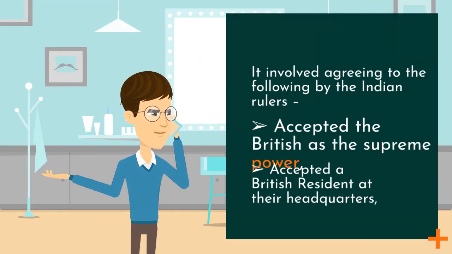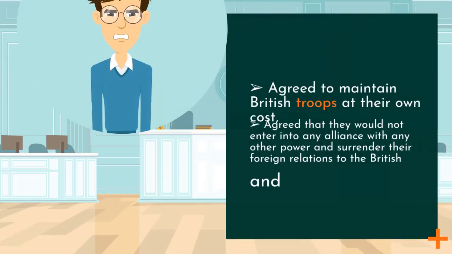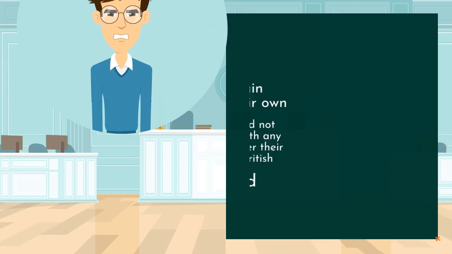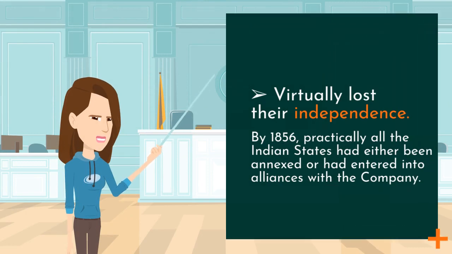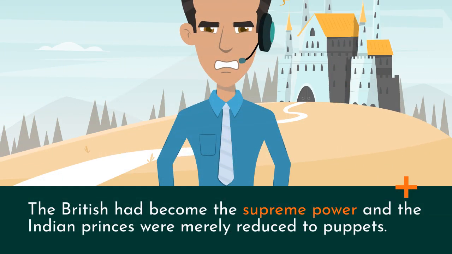It involved agreeing to the following by the Indian rulers: Accepted the British as the supreme power. Accepted a British resident at their headquarters. Agreed to maintain British troops at their own cost. Agreed that they would not enter into any alliance with any other power and surrender their foreign relations to the British. And virtually lost their independence. By 1856, practically all the Indian states had either been annexed or had entered into alliances with the company. The British had become the supreme power, and the Indian princes were merely reduced to puppets.